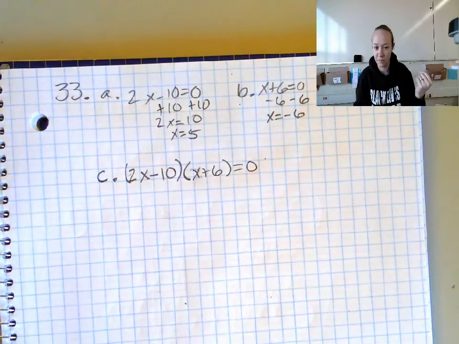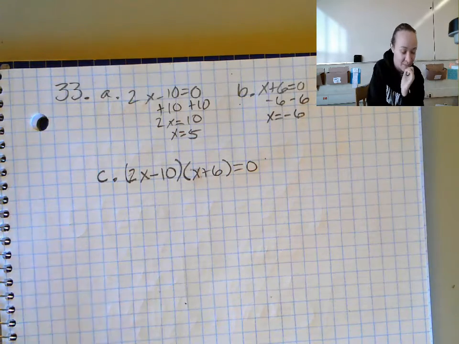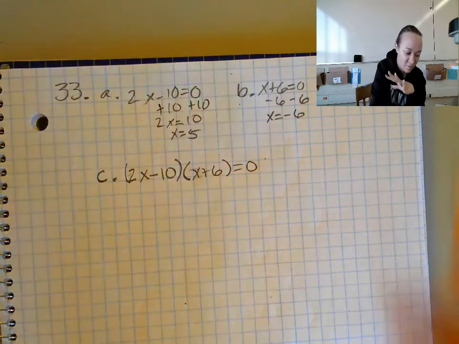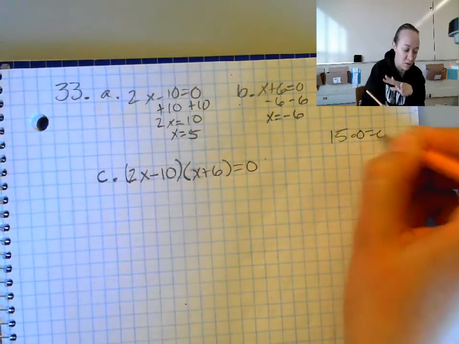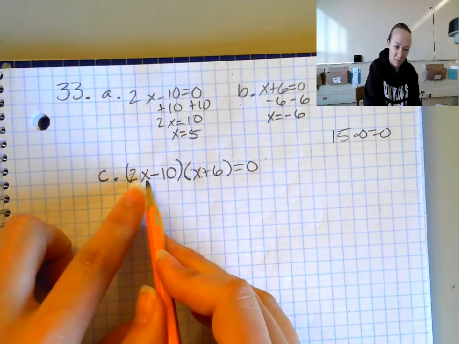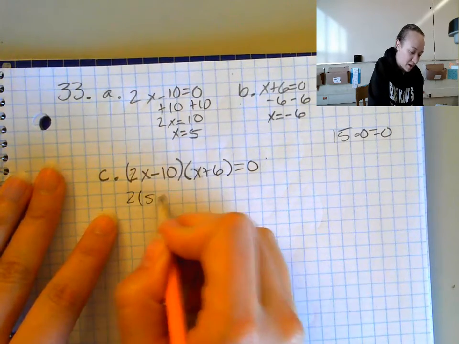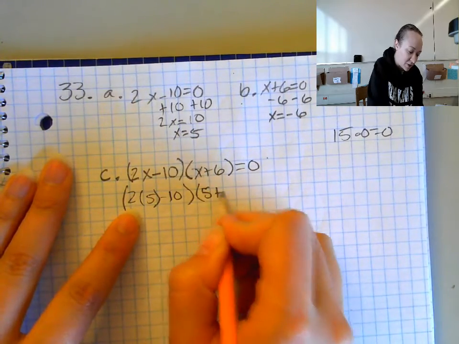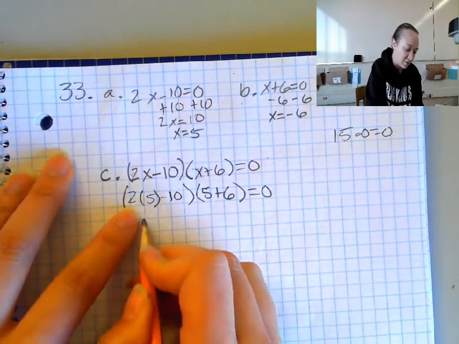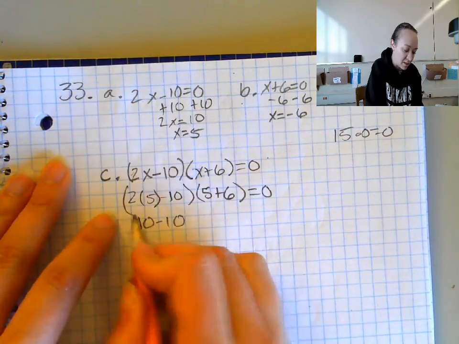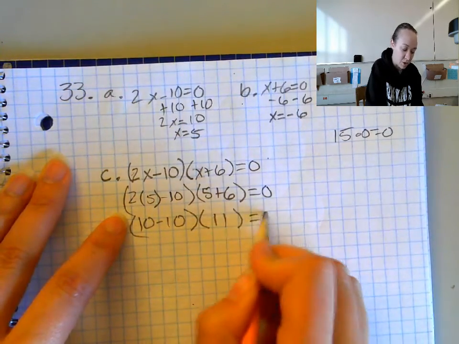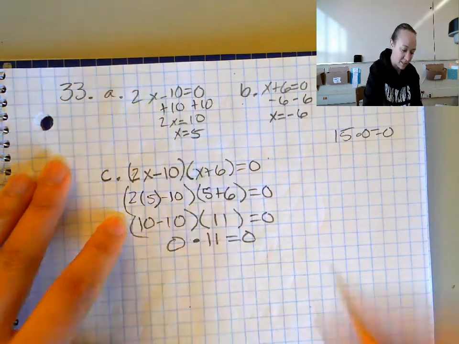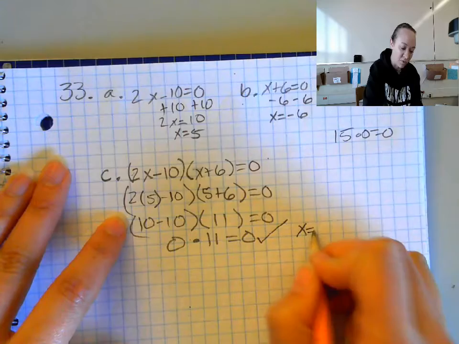equals 0. Well, we know that anything times 0 makes 0, right? 15 times 0 equals 0. So if I put a 5 in here, so 2 times 5 minus 10, and then 5 plus 6, that'll give me 10 minus 10 times 11. Is this going to be true? 0 times 11 equals 0? Yes, it is. True. So x equals 5 works.